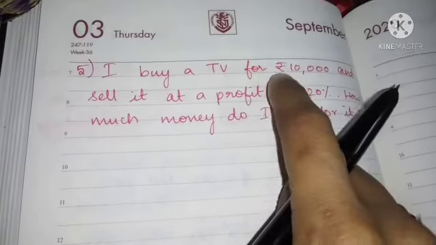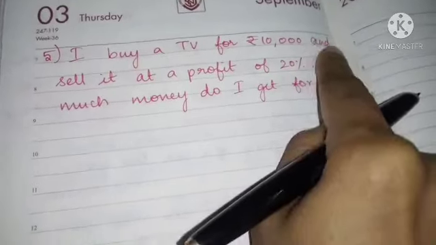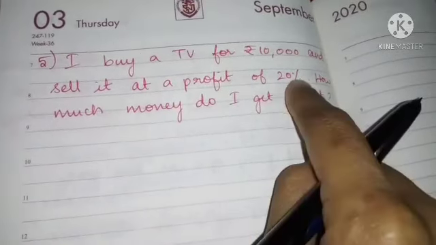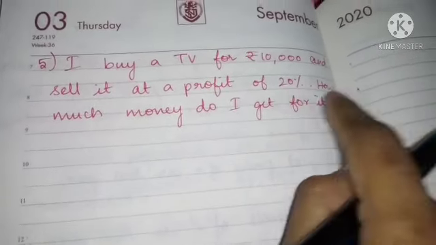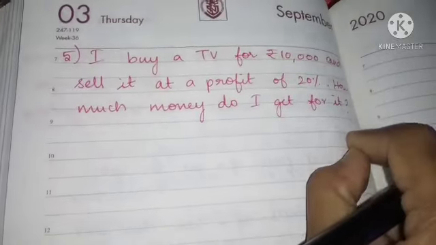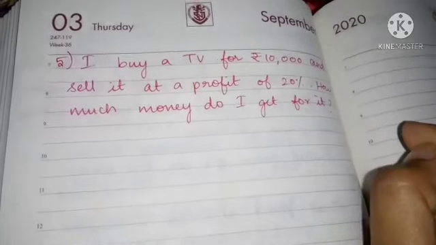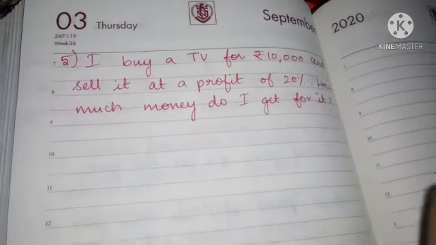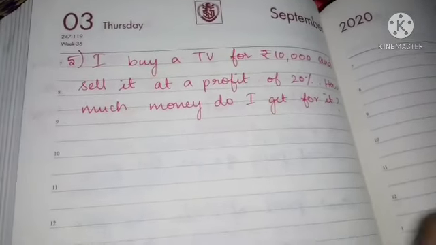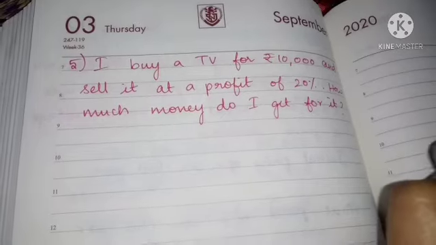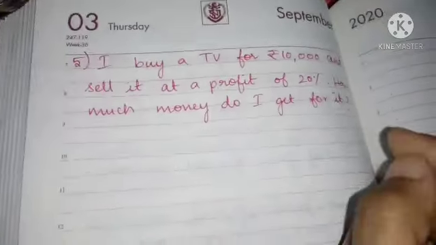Next is your fifth problem. I buy a TV for rupees 10,000 and sell it at a profit of 20%. So the profit percentage has been given, 20%. How much money do I get for it? So when I am selling it, how many rupees will I get, and what is the profit I am getting? Only the profit percentage is given. We should find the profit, and then the selling price also. Actually, only the profit is needed, but we can find the selling price also.